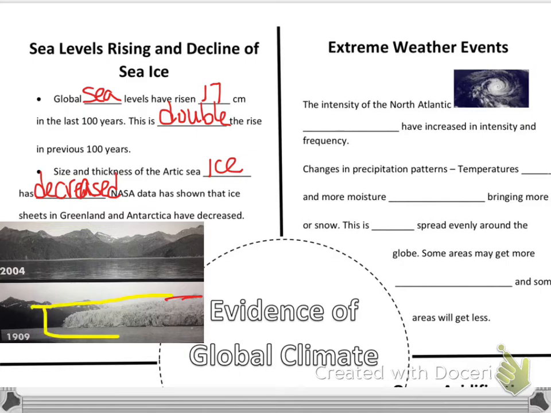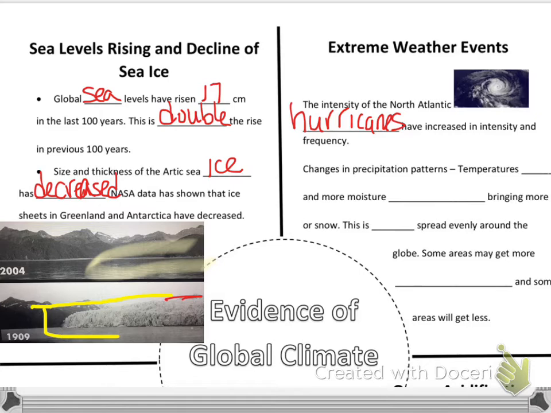So this right here is ice cap. And this, sorry, I got ahead of myself, right here is where it used to be. So that is a decrease in Arctic ice.